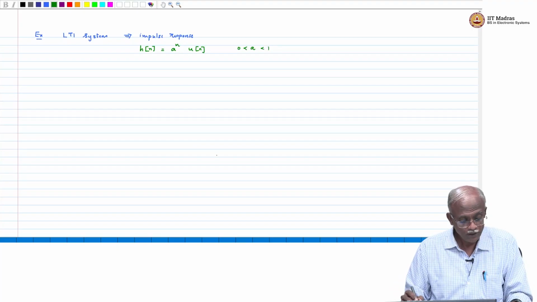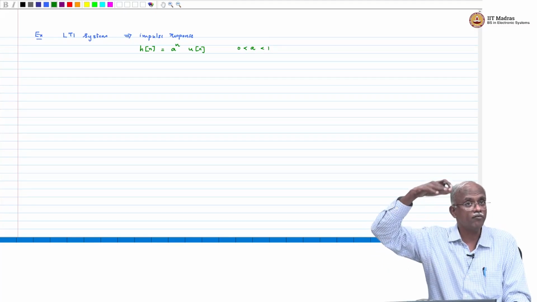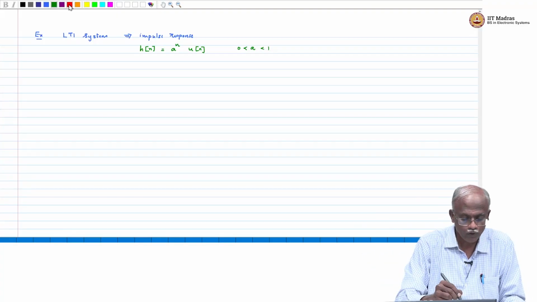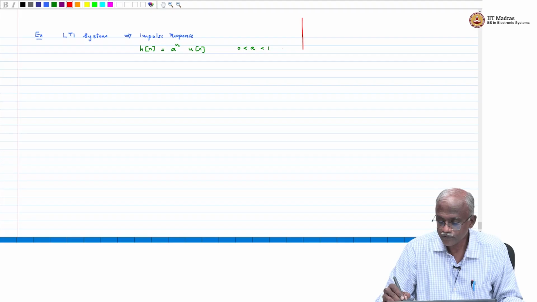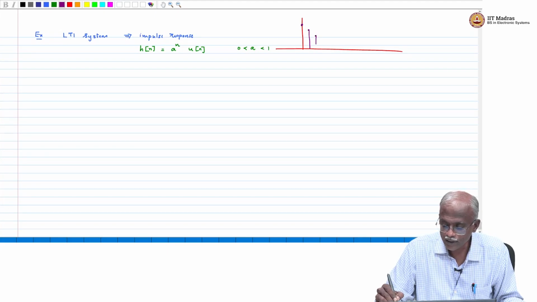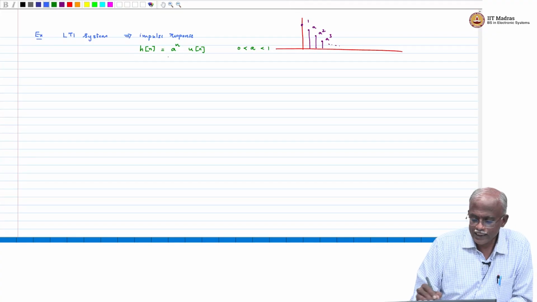Okay. So, what can you tell me about a to the n? It is an exponential that is decaying, because a is less than 1. When you take it to the power, it starts at time n equal to 0. So, it will look something like this. The first sample has a value equal to 1, a power 0 is equal to 1. The next sample is a, then a squared, a cubed, and so on. So, basically that is the decaying exponential. Okay, this is the impulse response.